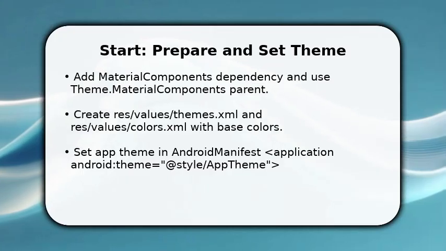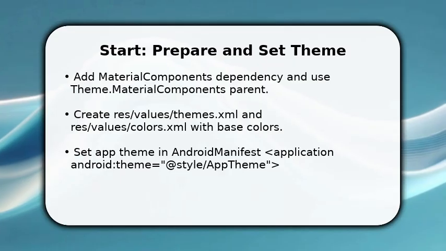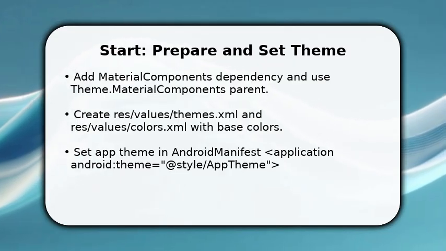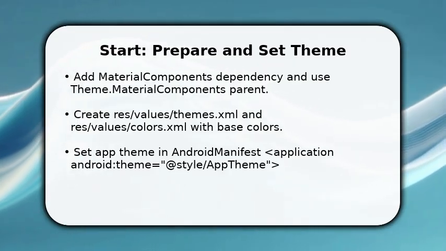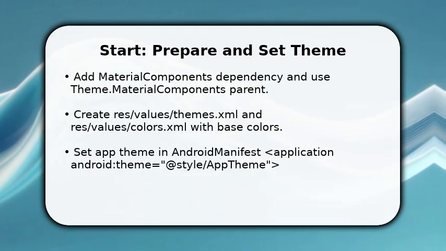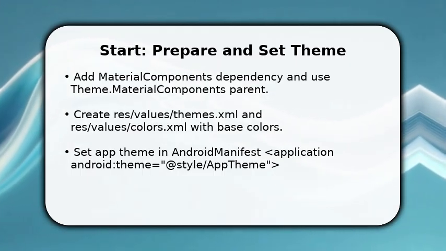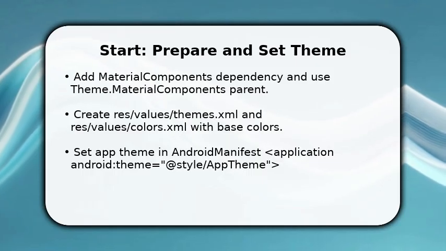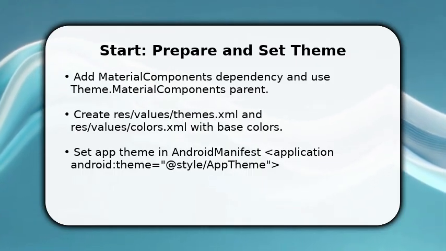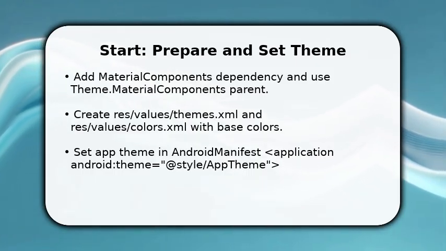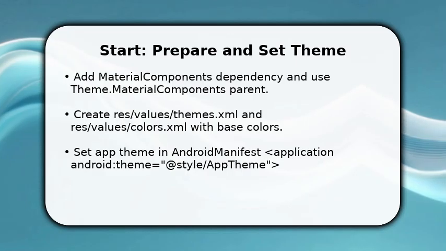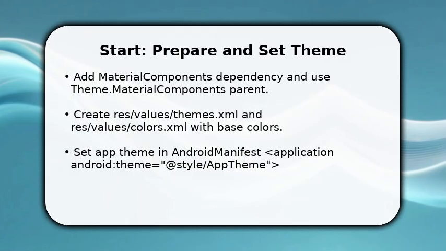You will begin by defining the app theme resources so changes apply everywhere. First, add Material Components and choose the theme. Material Components as the parent so attributes like colorPrimary work. Next, create res/values/colors.xml and res/values/themes.xml and declare your color tokens and theme style. This lets you change palettes centrally.